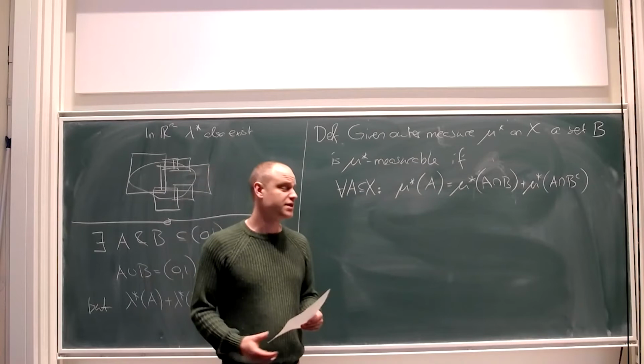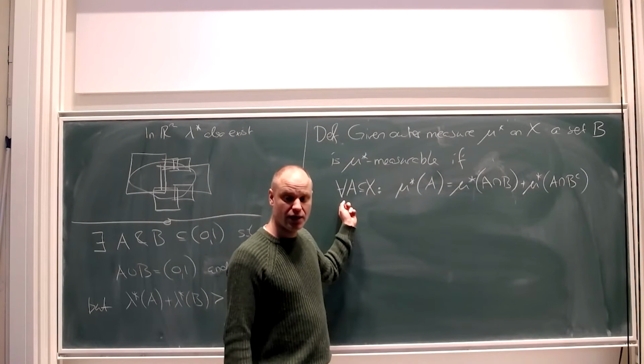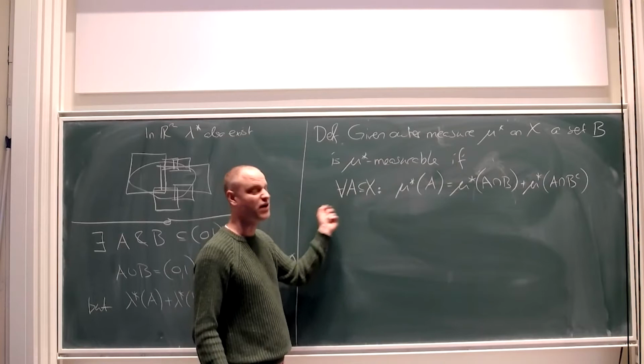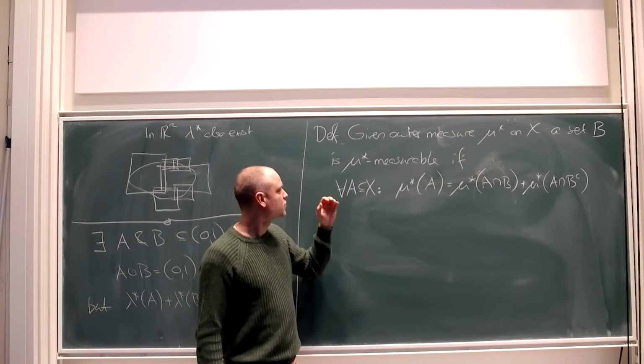We're going to call the set B mu star measurable if, and now it's a condition involving another set A, for all A. It looks a bit funny because it's an A upside down. It's not so funny, actually. This is mathematics, you have to pick the small grains you find. So for any subset A of X, we have this identity.